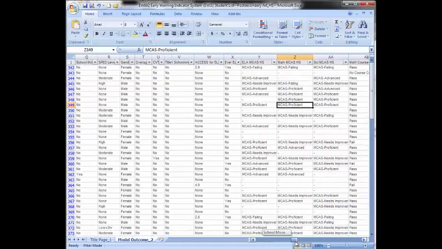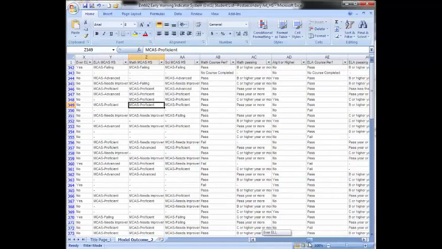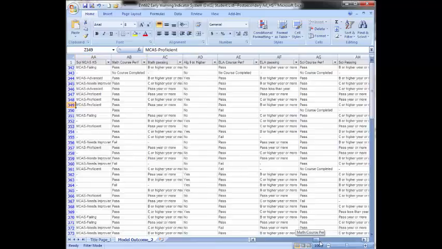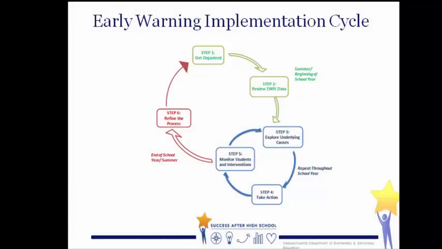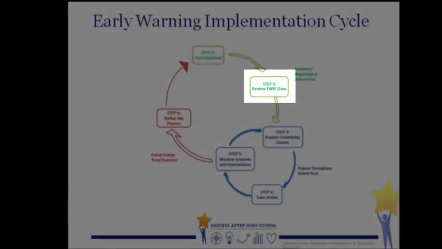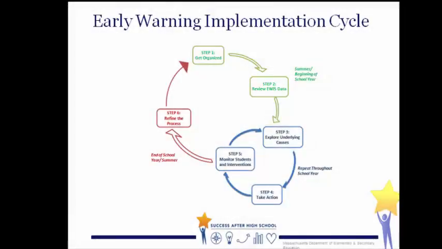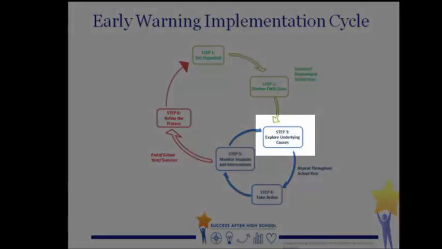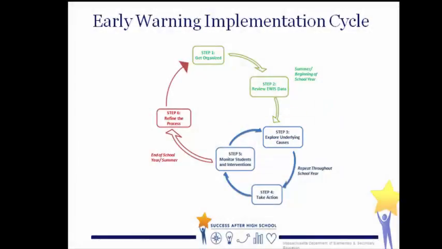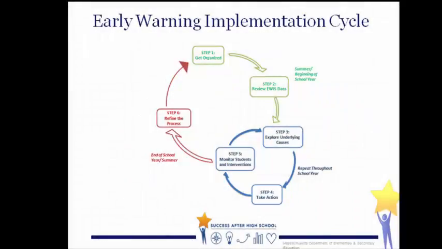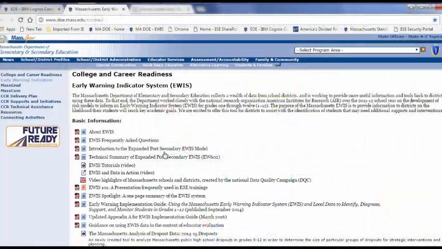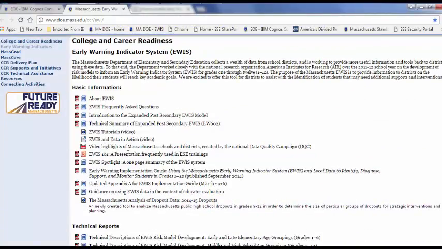You may choose to color code, sort, and make pivot tables as you look for patterns in the indicators that point to students' needs. Once you've examined the EWIS reports on Edwin, move on to the next step in the early warning implementation cycle, exploring underlying causes of risk. Then consider adjusting interventions targeted to address the underlying causes to bring students back on track. You'll find more about the early warning implementation cycle on the ESC Early Warning website and in the Early Warning Implementation Guide.